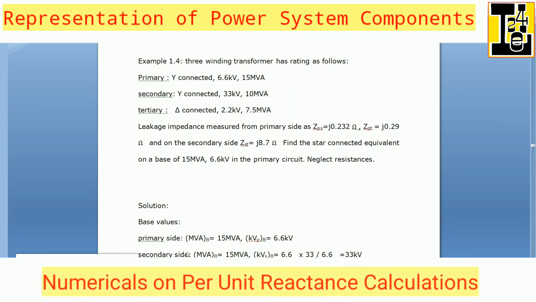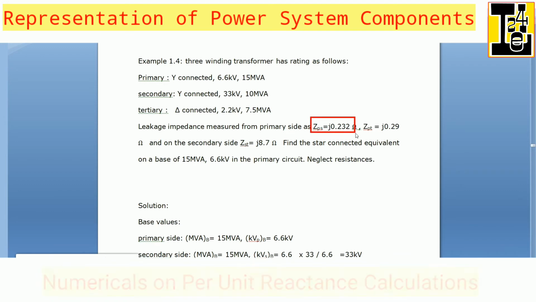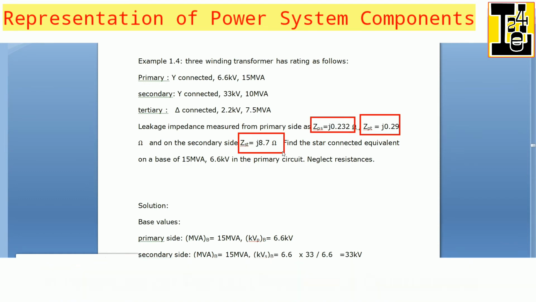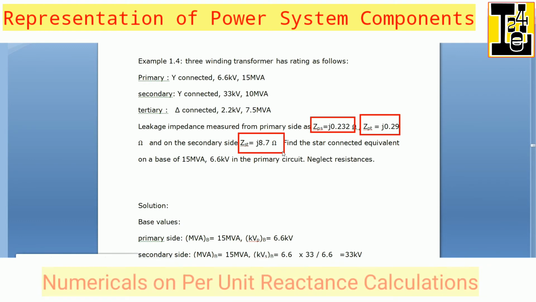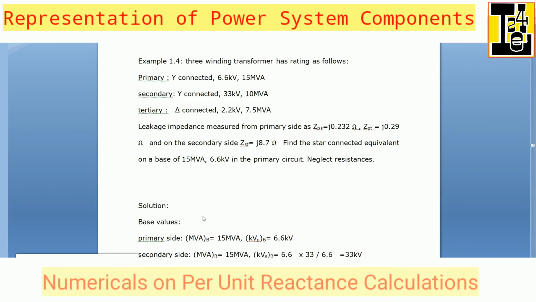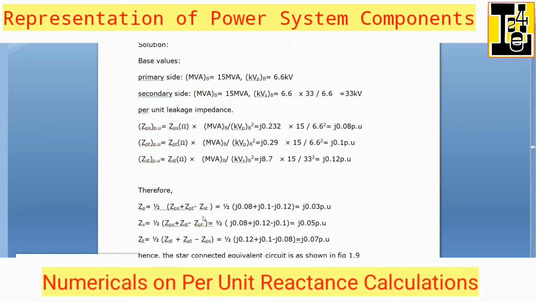The leakage reactance measured from the primary side is ZPS equal to 0.232 ohm and ZPT is 0.29 ohm, and measured at the secondary side, ZST is j8.7 ohm. Find the star connected equivalent on a base of 15 MVA 6.6 kV in the primary circuit. Neglect the resistances. Let us go through the solution.